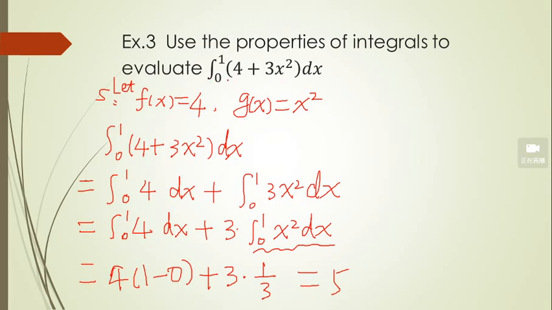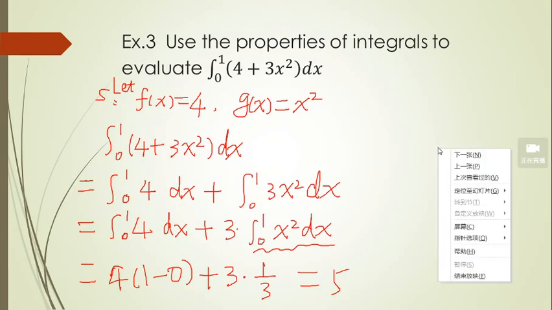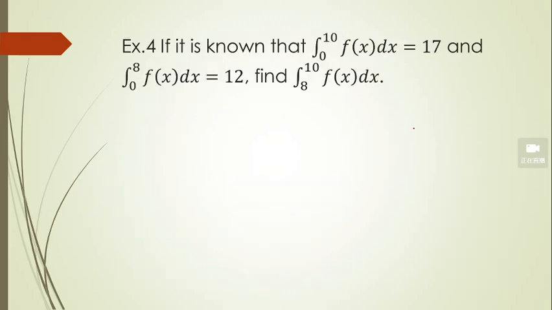What does this definite integral mean? This is the area under the function curve 4 plus 3x squared from 0 to 1. Again, actually this is a parabola, right? We do some stretching, shrinking, and then shifting, and we can get this parabola. The area under the parabola from 0 to 1 gives 5. So this is one example. We use the properties of the integral to evaluate. Now let's see one more.